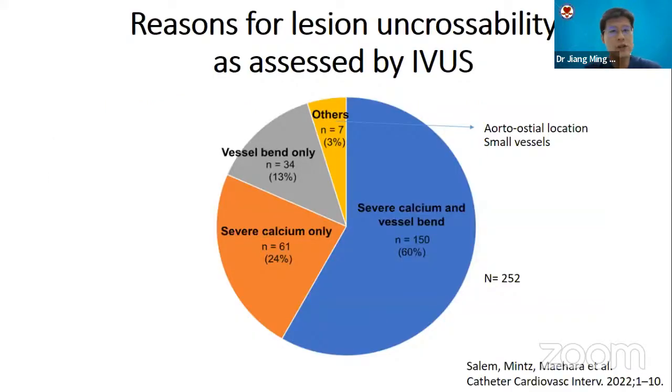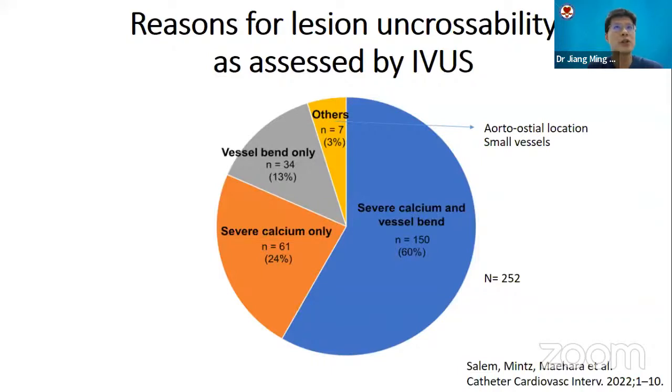We used to think that lesion uncrossability is solely due to calcium. Now, results from this study look at de novo uncrossable lesions in native coronary arteries that underwent either rotational or orbital atherectomy due to inability of any balloon to cross the lesion, as well as secondary due to severe calcium. As shown in this pie chart, severe calcium and vessel bends are major determinants of lesion uncrossability. We realize that the interaction of lesion morphology, as evidenced by the presence of severe calcium, as well as difficult vessel geometry, either by ostial location as seen in the previous case example, or tortuous vessels, combine and interact to affect lesion crossability.